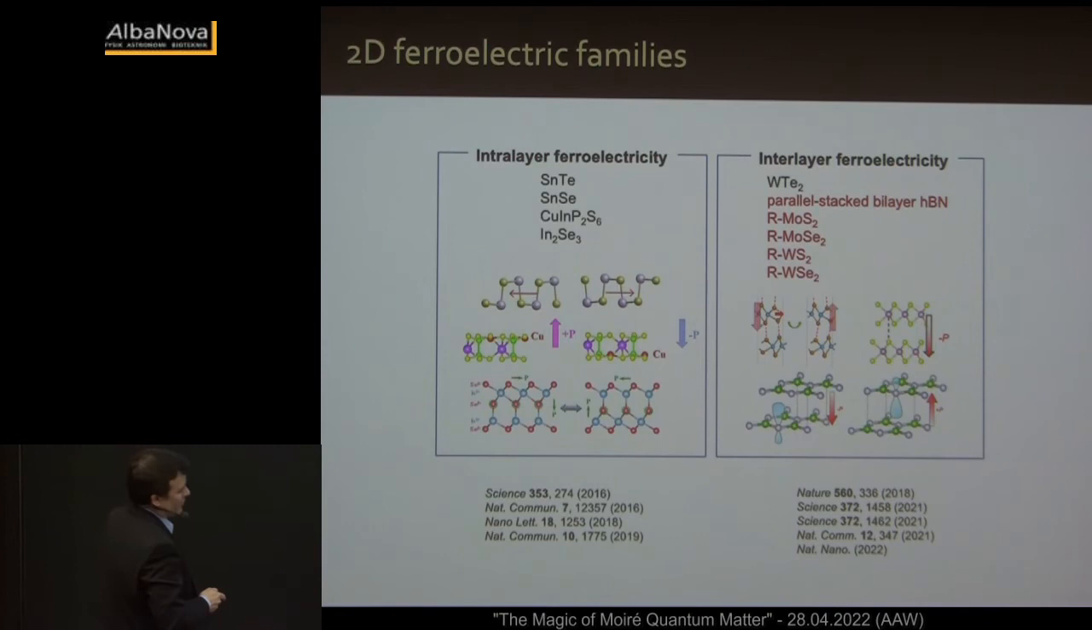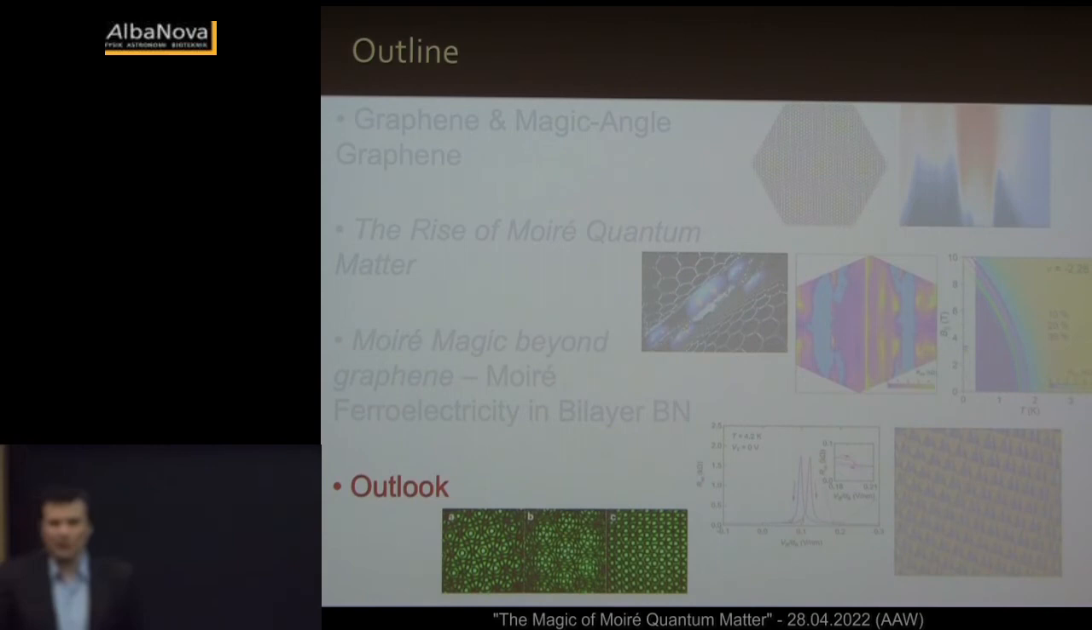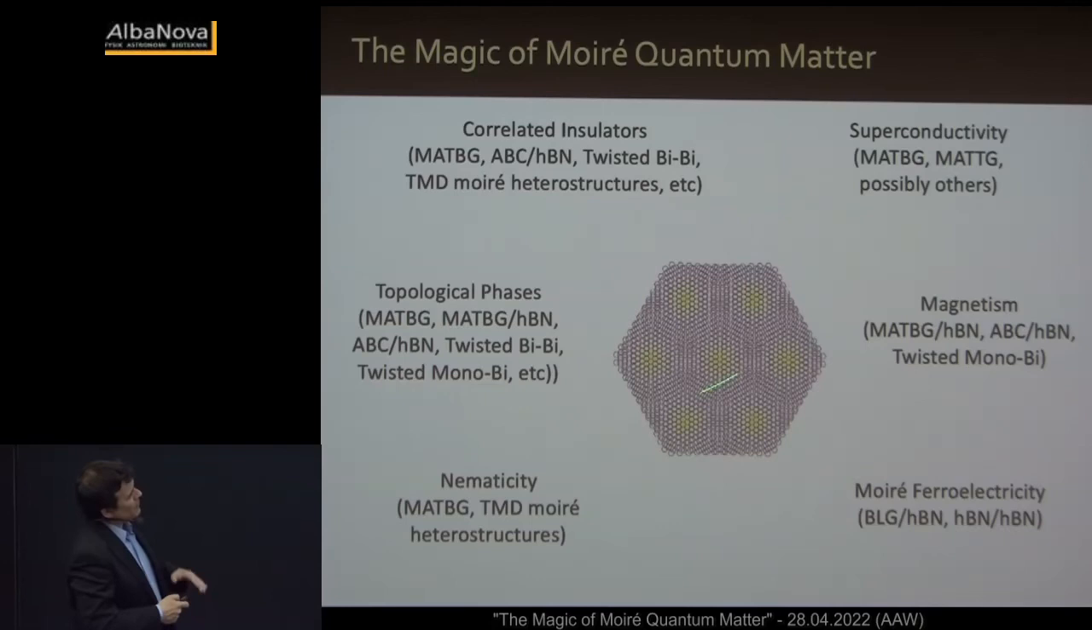Now, in the last minute, let me tell you a little bit about what is coming forward in terms of what some of the community thinks and also what's happening in neighboring communities. So, as I told you, we've pretty much realized almost all phases of condensed matter already just by using very few simple ingredients: graphene, hexagonal boron nitride, some twisted transition metal dichalcogenides. These are all very simple elements, the simplest, in fact, that we have, simple compounds.